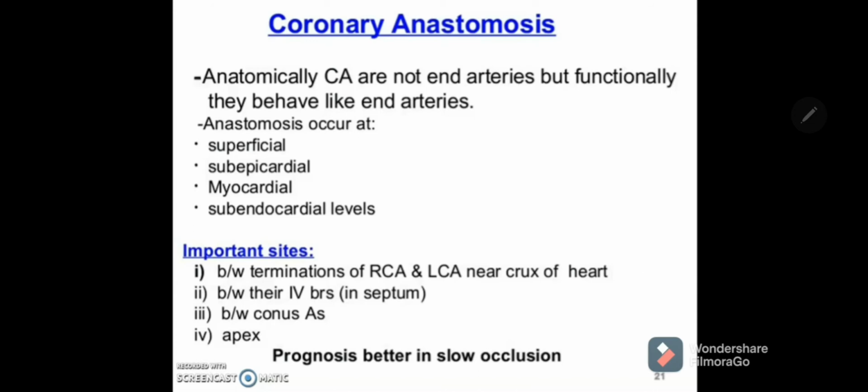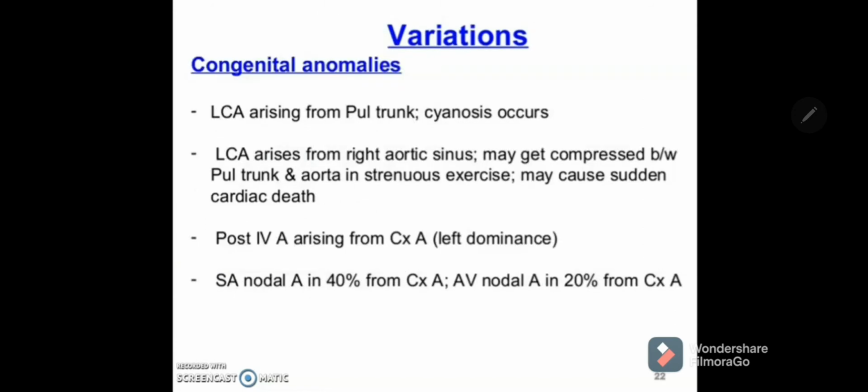So the coronary anastomosis: the coronary arteries are not end arteries, they are functional end arteries. They have anastomosis at different levels, superficial, subepicardial, myocardial and subendocardial levels, and they open up in old age, and in slow occlusion the prognosis is better. That means older people can survive a heart attack better than young people. And these are some variations.